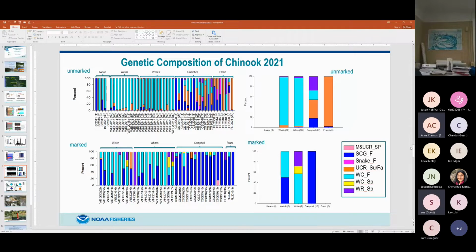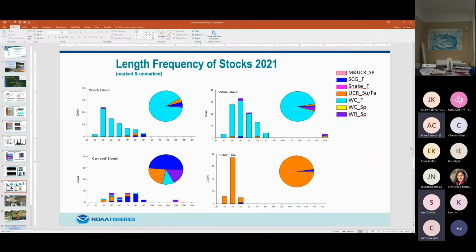One thing that we're potentially going to look into, and something that's kind of interesting, is the diversity of the composition of stock that we see in Campbell and Franz, the sites that are further upstream. You see that in unmarked, but not so much in the marked, where we would tend to think that we'd see mostly the Spring Creek group. So let's dive into this a tiny bit more here with the length frequency of the stock from the 2021 genetics. As you can see, like I mentioned, this is the marked and unmarked together.